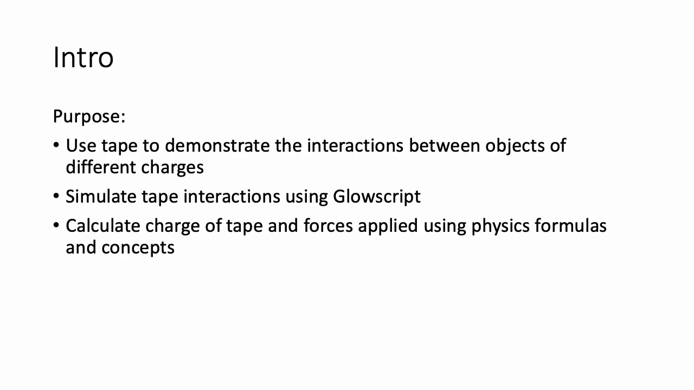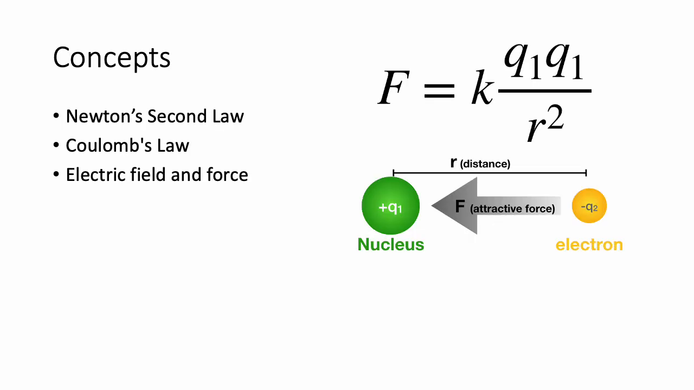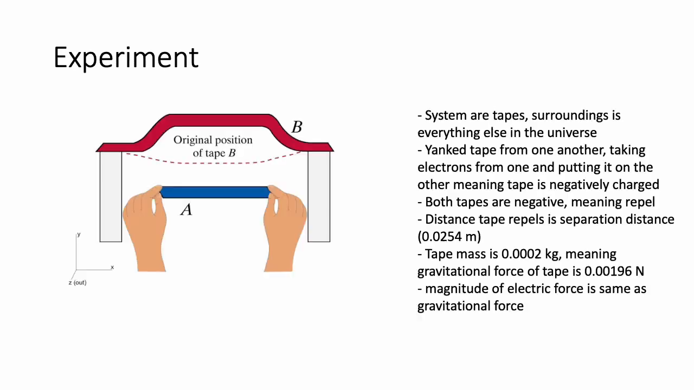So, the introduction. The purpose of the lab was to use tapes to demonstrate the interaction between objects of two charged things, or different charged things. In this case, that would be the tape. And then simulate these tape interactions using GlowScript coding. And then using this code, we would calculate the charge of the tape and forces applied using relevant physics formulas and concepts, which would be Coulomb's law, Newton's second law, F equals ma, and the concepts of electric fields and forces. So we would use that in this lab.